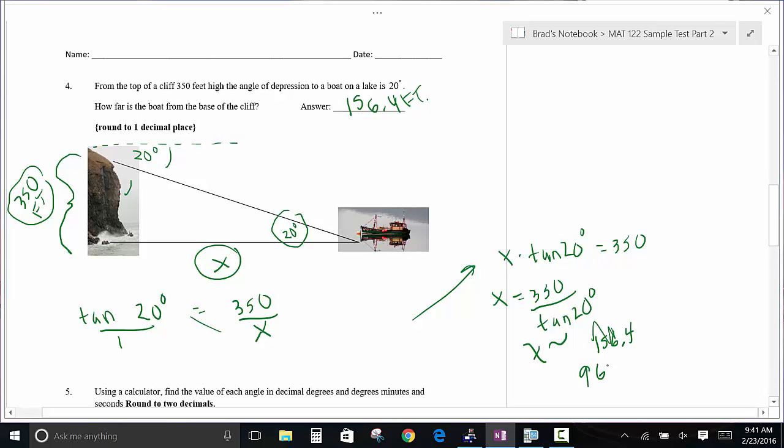Okay, so 961.6 would be the answer to that problem. So don't make that mistake on the test. I always see students do that too. I always try to remind you before you do the test, be sure that you always check the mode that you're in on your calculator, okay?